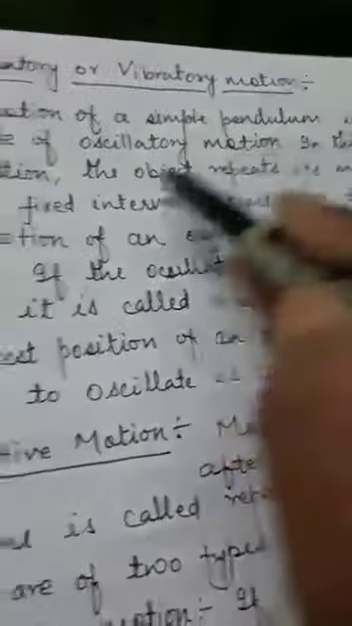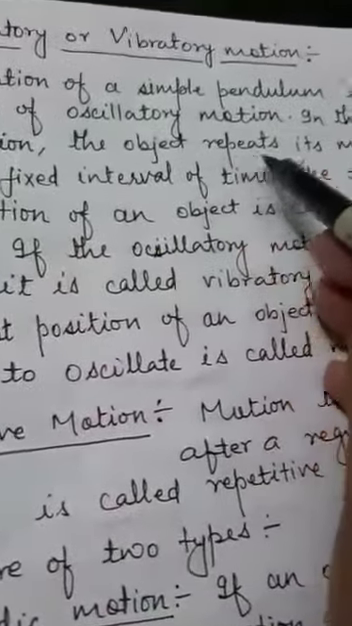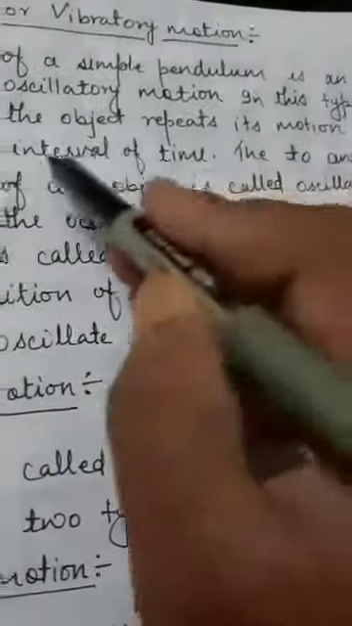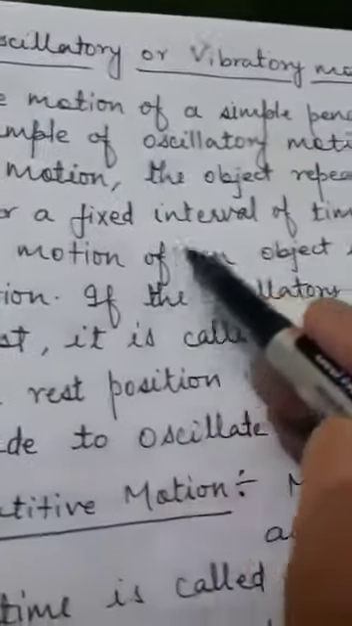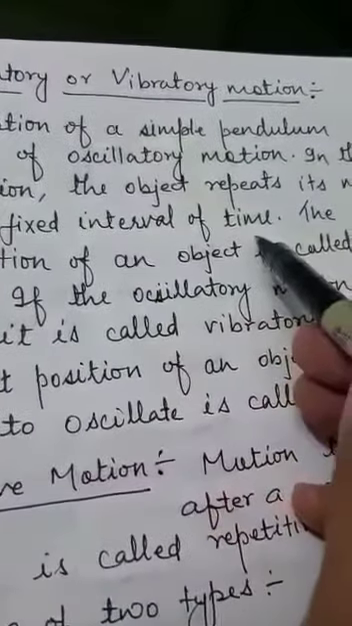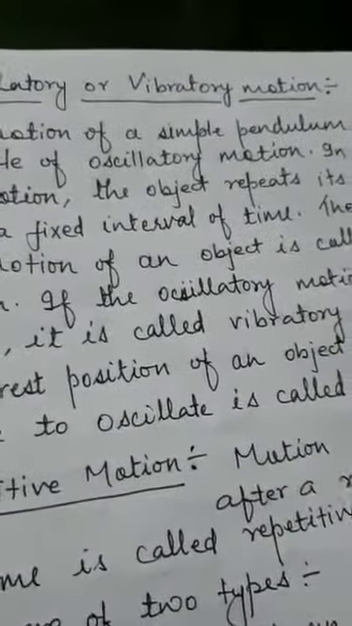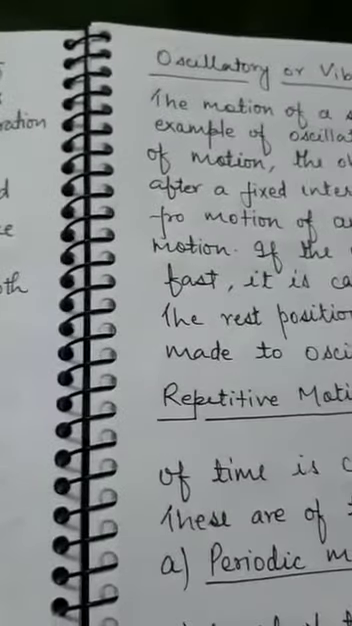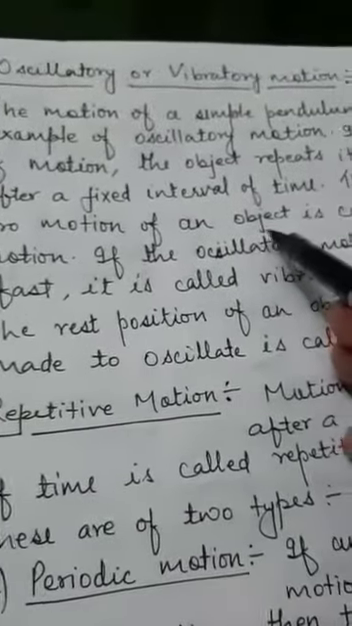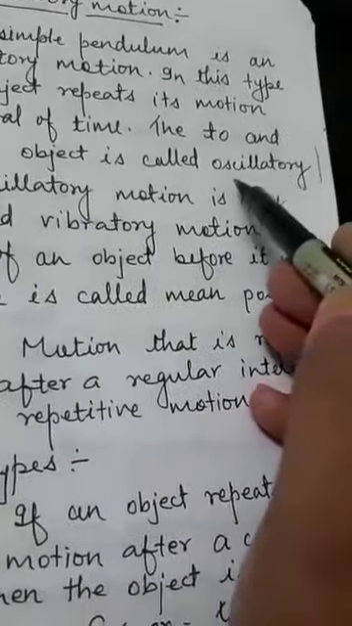In this type of motion, the object repeats its motion after a fixed interval of time. The to and fro motion of an object is called oscillatory motion.